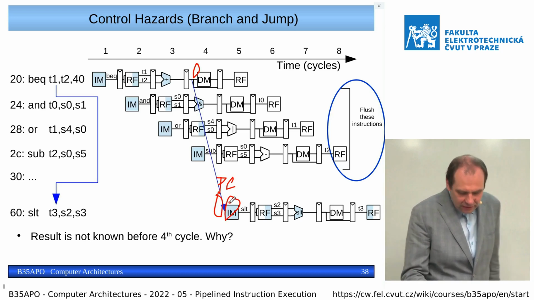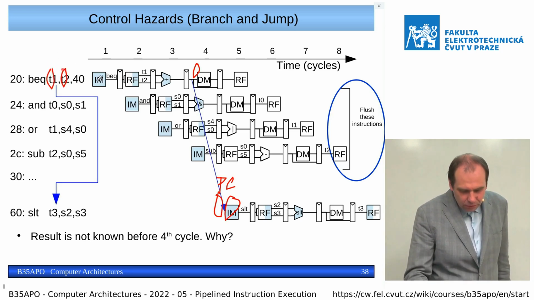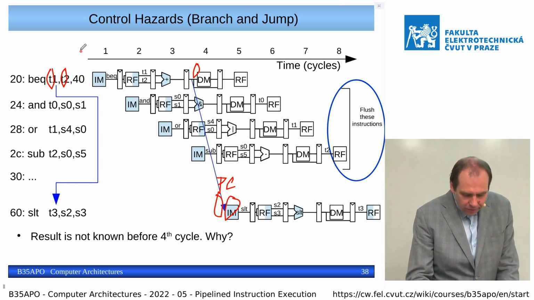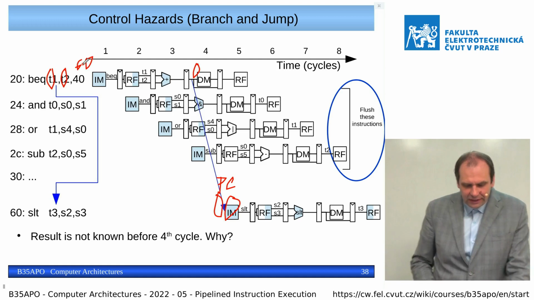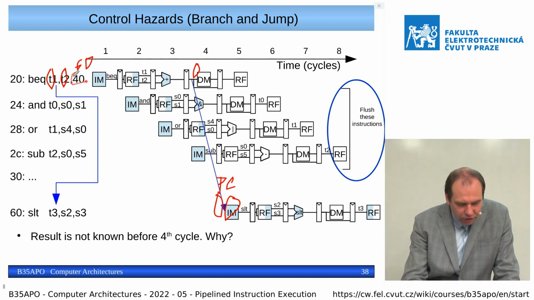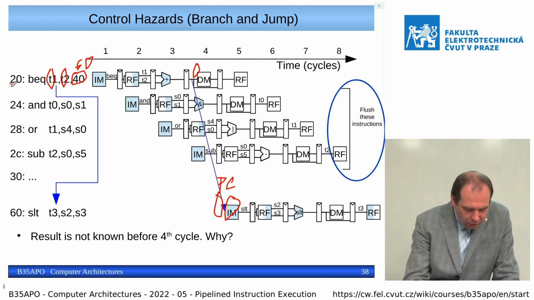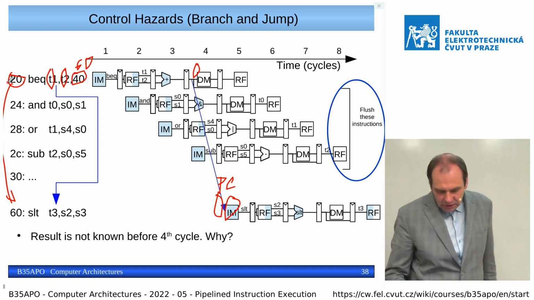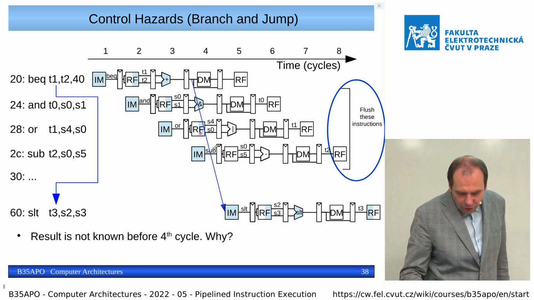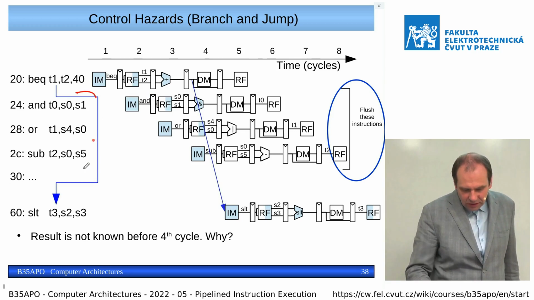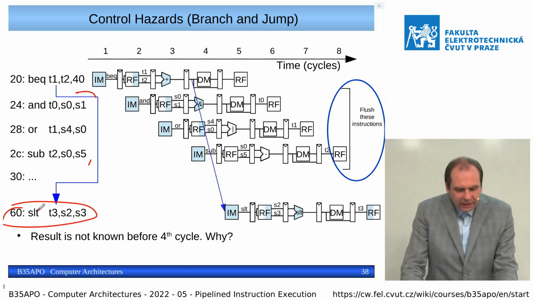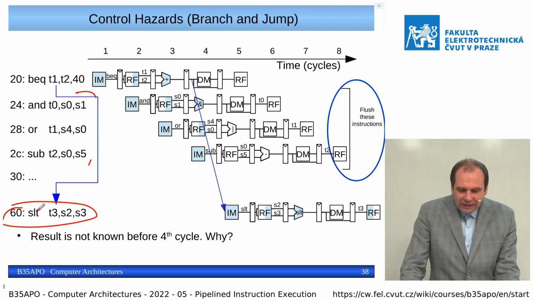So if we have an instruction, compare T1 with T2, and if those are equal, then in the assembly you would say go to location 60, but the actual machine instruction stores the offset, so it is 40 hexadecimal from this to the actual location of the instruction. In the meantime we read the following three instructions, and only then we start to fetch the instruction from address 60. So we see that again there is a problem.